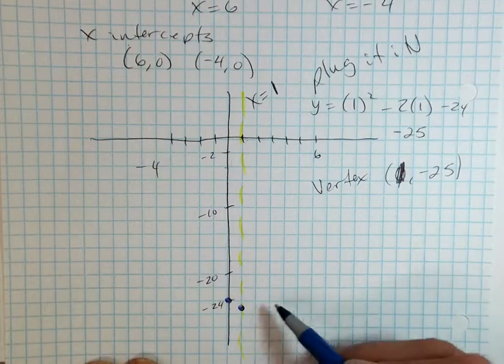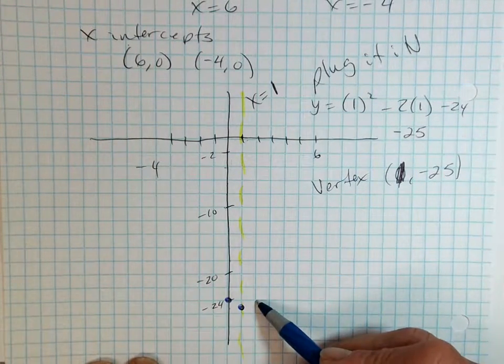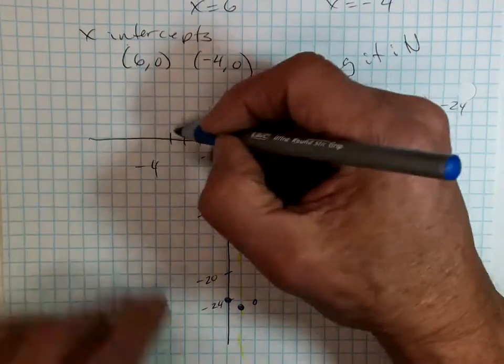Y-intercept of negative 24, right? I have an invisible point right here. Look at my pen. I've got another point right there. And I'm just going to sketch it in.